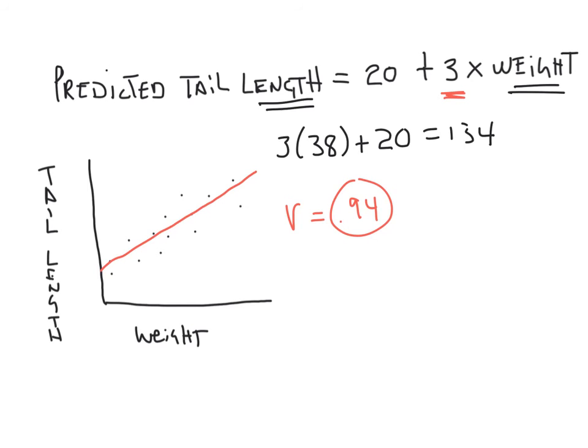And then letter E, one mouse weighed 29 grams and had a tail length of 100 millimeters. Well, if you plug it in, let's do that real quick. So 3 times 29 plus 20, what does that give us? So that gives us 107. So, for instance, maybe this is this dot right here, right? Our prediction is 7 below what the actual mouse was in that case. Okay, so I know that's a lot of stuff, but that's like a good review of least square regression.